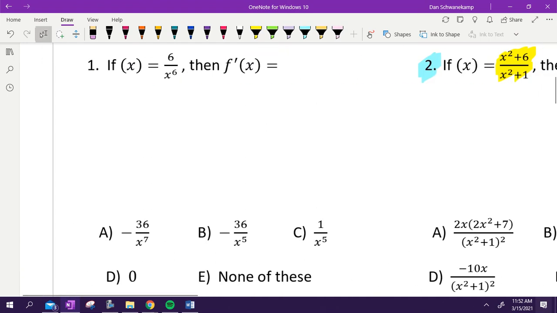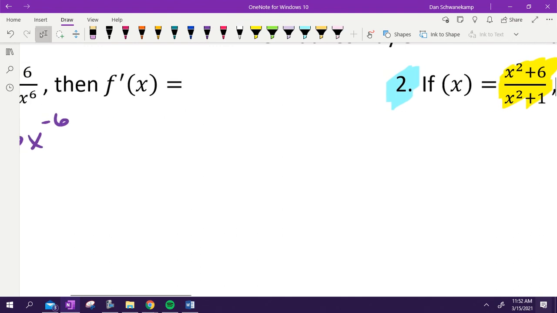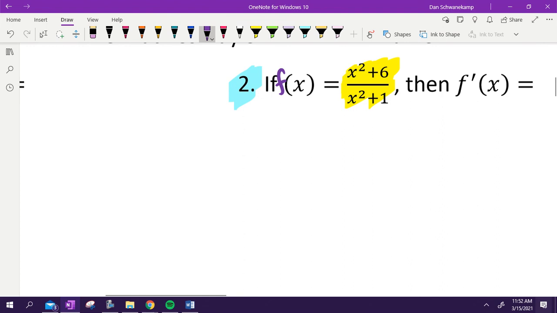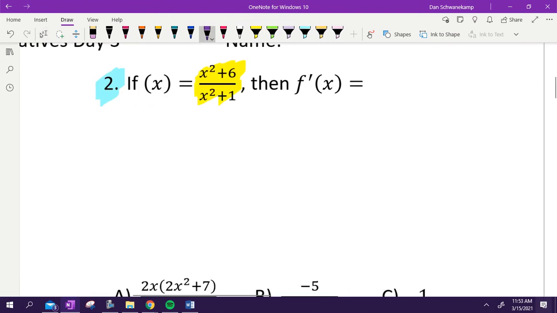If I look at number 1, a lot of students will make a mistake and say number 1 is a quotient rule problem. It is not. For number 1, you could just rewrite it because 6 is just a constant, and then you could rewrite it as x to the negative 6th. Number 2, you can't rewrite in the same way. For some reason my f disappears here, but there is an f in front of all of those. It just randomly disappears. So we're using quotient rule.